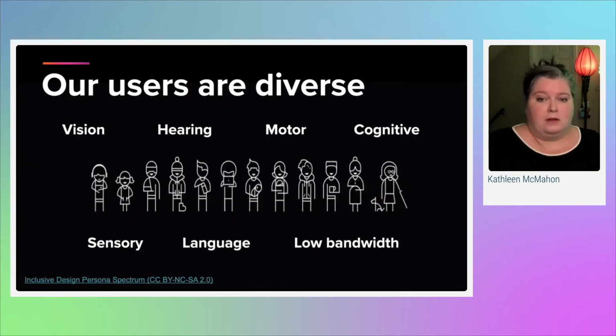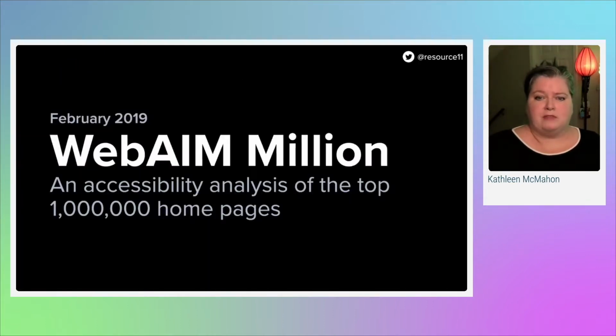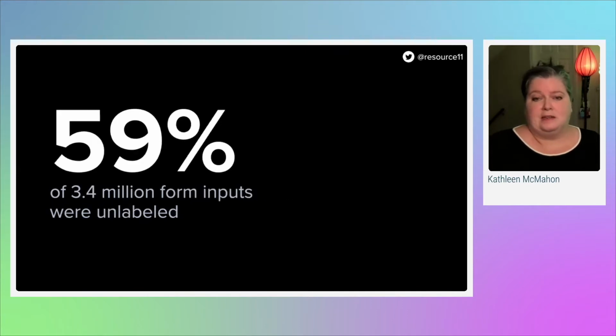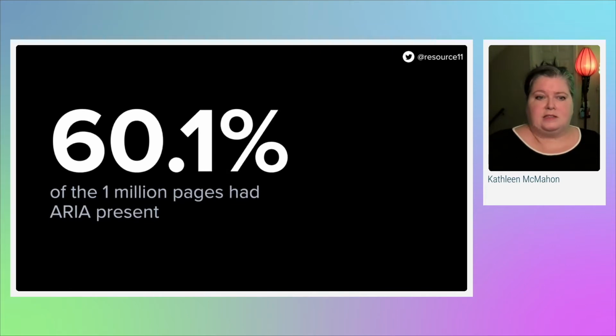Well, our users have varied needs, and because so often accessibility is what's handled last, it sends a poor message to our users. If you've read the WebAIM Million report, the results are depressing. With the amount of errors found on pages, it's 97.8%. Unlabeled inputs, 59%. And 60.1% of pages have unnecessary ARIA attributes. 61% of pages have this. We're making the web worse in the name of good intentions.